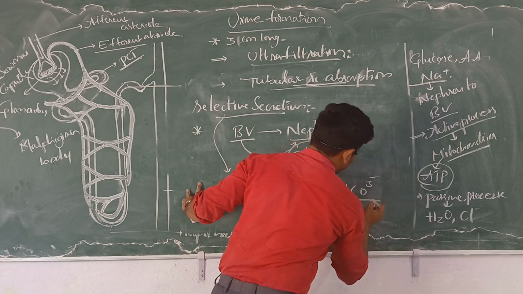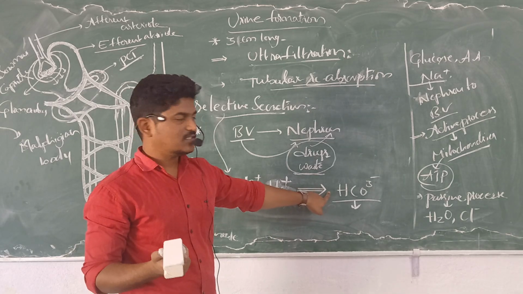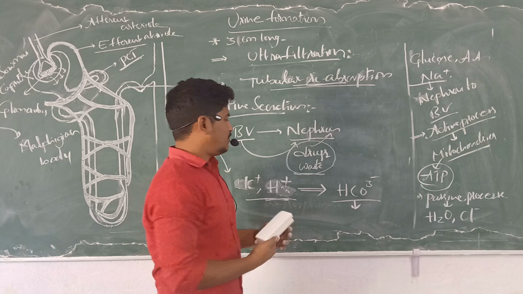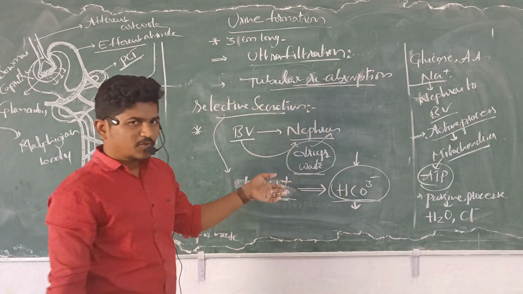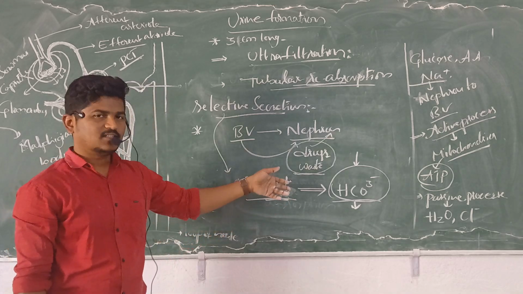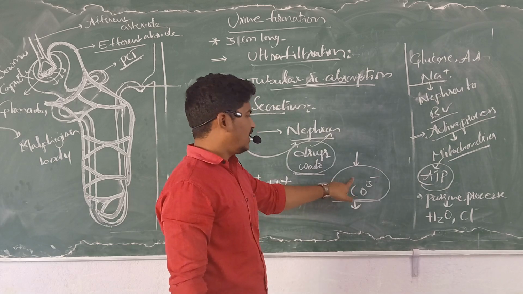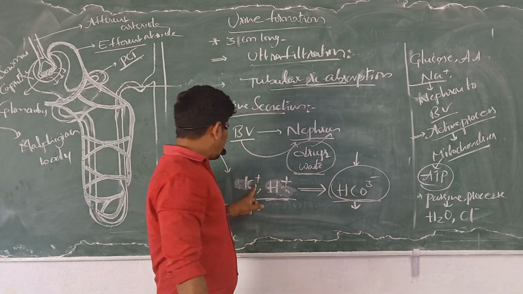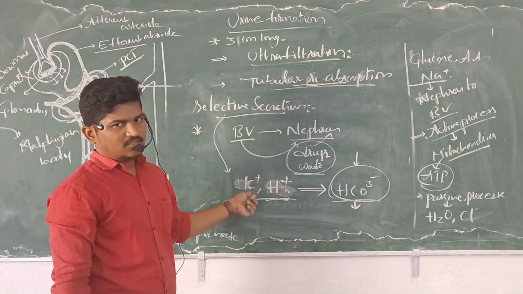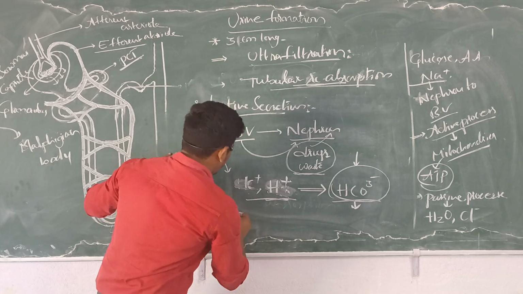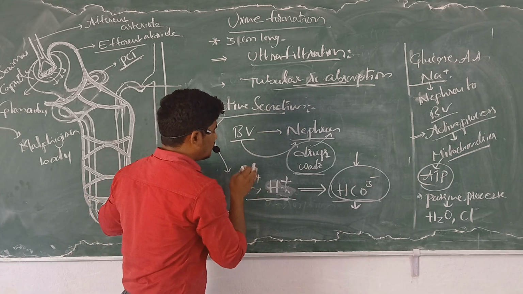For what purpose does HCO3 minus have to be retaken? Because we already saw in the respiration concept that it is reabsorbed for the transport of carbon dioxide. We know that carbon dioxide transport in the form of bicarbonate ion is 70%. So for that reason, this bicarbonate ion should be taken. To take that bicarbonate ion, H plus and potassium ion are selectively secreted. And these two happen here.